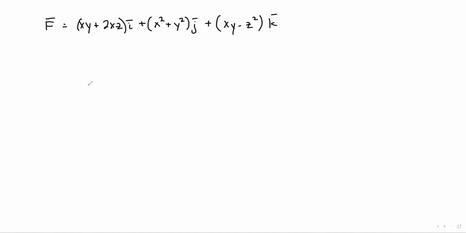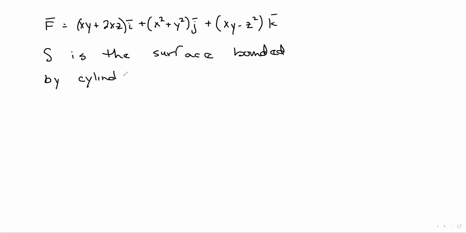All right, and then what is our object? S is the surface bounded by the cylinder x squared plus y squared equals 4, and the planes z equals 0 and z equals y plus 2.